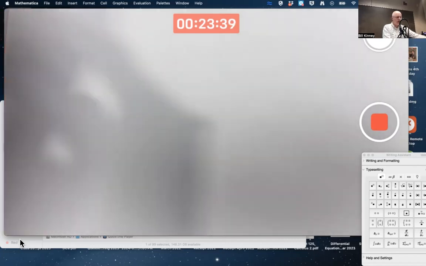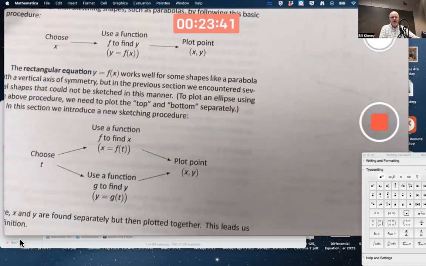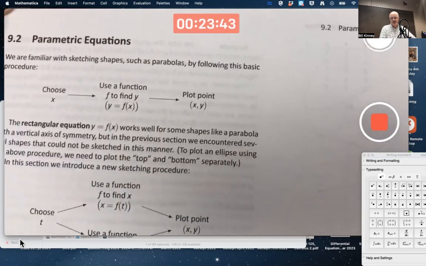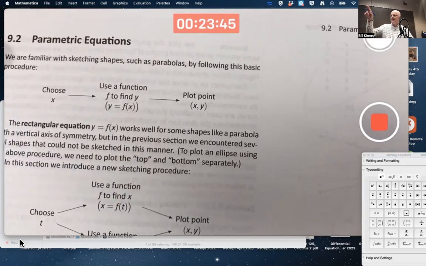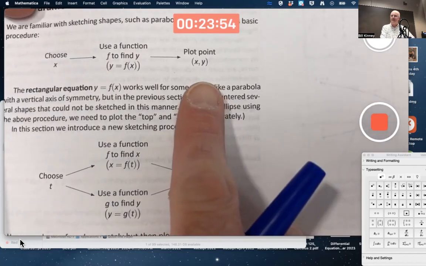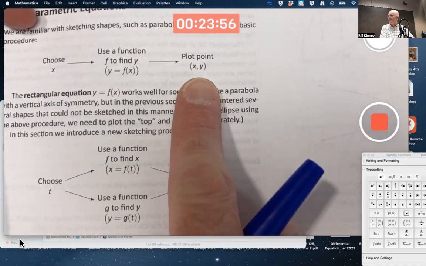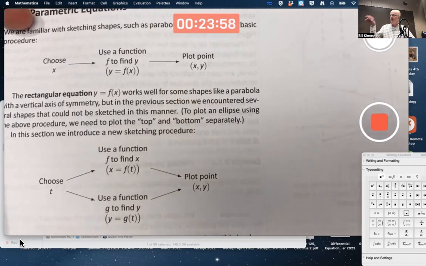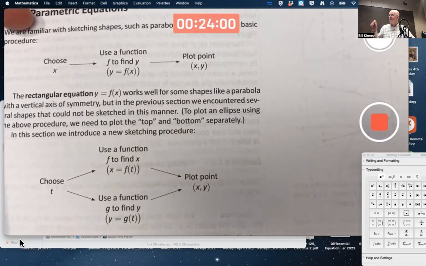Section 9.2 is about parametric equations. X equals f of t, y equals g of t, no talk of vectors. We did think of those things in terms of points, plotting points in the plane, using parentheses instead of pointy brackets. We thought about particles moving through the plane or through even three-dimensional space.